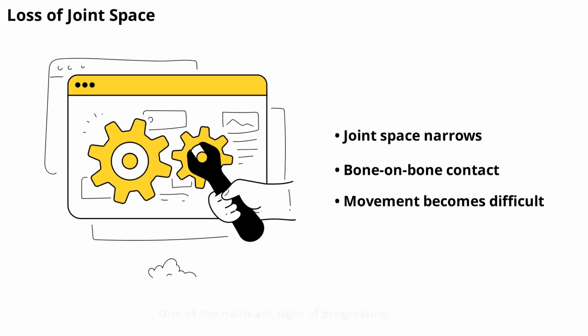One of the hallmark signs of progressing osteoarthritis is the narrowing of the joint space. As cartilage is lost, the gap between the bones decreases, which can be seen on X-rays. This loss of joint space leads to more bone-on-bone contact, increasing pain and limiting movement. Everyday activities like walking, climbing stairs, or gripping objects may become more difficult as the joint loses its cushioning.